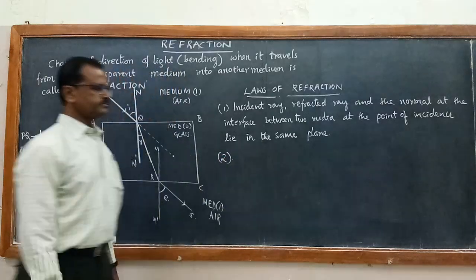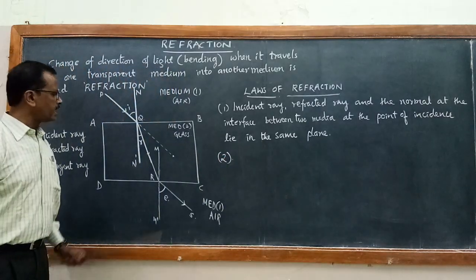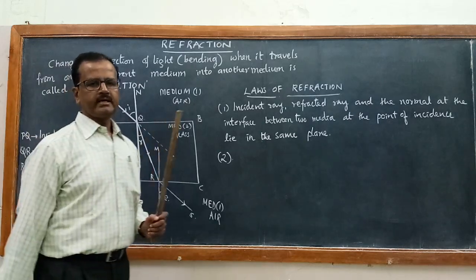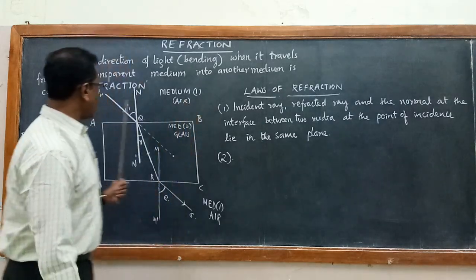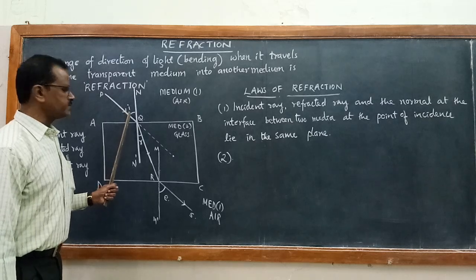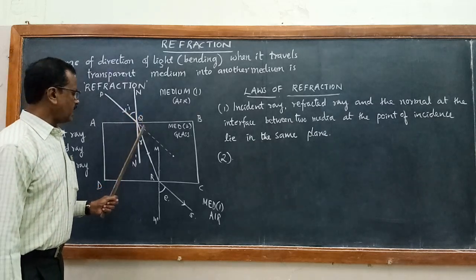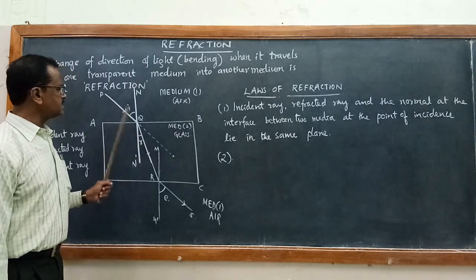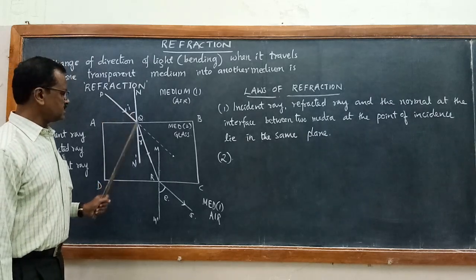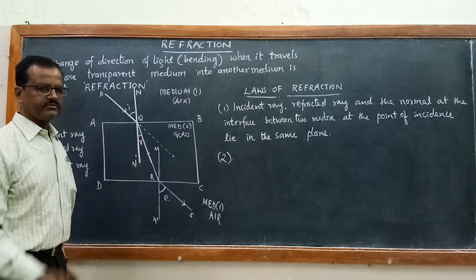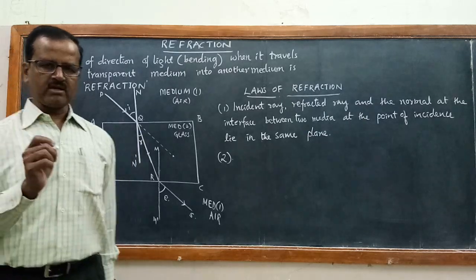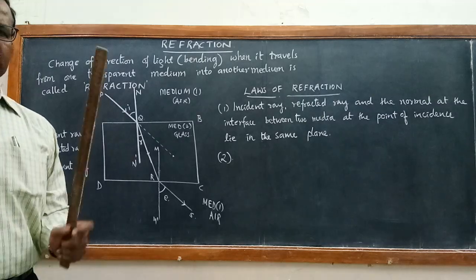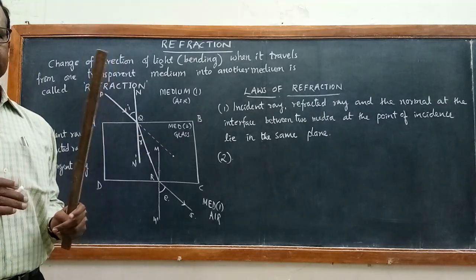Second law. Second law is regarding the angle made by incident ray and the angle made by refracted ray. That is what we call the sine of angle of incidence and sine of angle of refraction. If you take the ratio of sine of angle of incidence to the sine of angle of refraction, that ratio remains always constant.